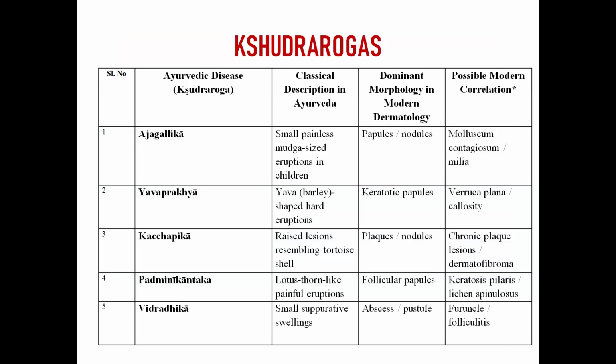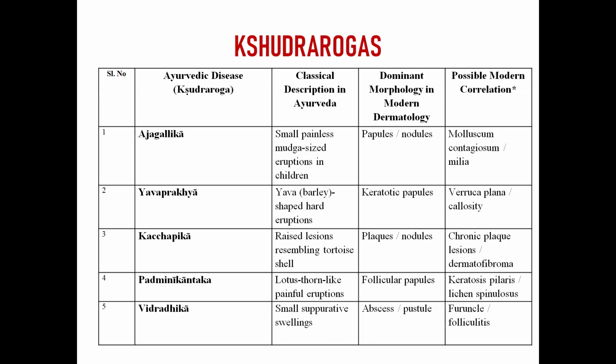Initially, we have already described the examples, Kshudrakushtas and Mahakushtas and their dosha involvement and assessment, diagnostic principles, and how we have to correlate these conditions with modern clinical conditions. And after this Kushta rogas, we can go through the Kshudra rogas, trying to correlate these clinical conditions with some modern conditions. Ajagallika: in the classical description in Ayurveda, we can see small, painless, mudga-sized eruptions in children. Papules and nodules are the morphological features, and that can be correlated with molluscum contagiosum or milia.